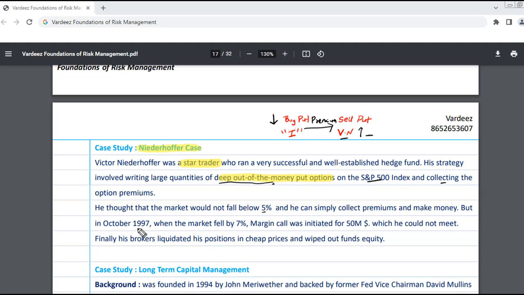But in October 1997, when the market fell by almost 7%, a margin call was initiated for about $50 million. Can you imagine? Such was the intensity which he could not meet, and finally his brokers liquidated his positions at discounted or cheap prices and wiped out the fund's equity. So that's how it went for Victor Niederhofer. Hopefully you are able to understand that you cannot always win, and there's no free lunch.